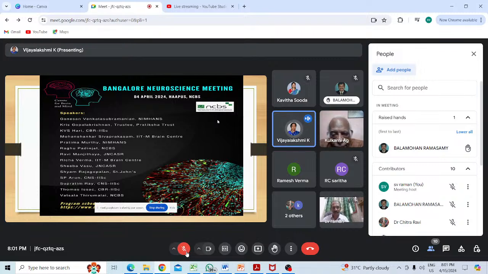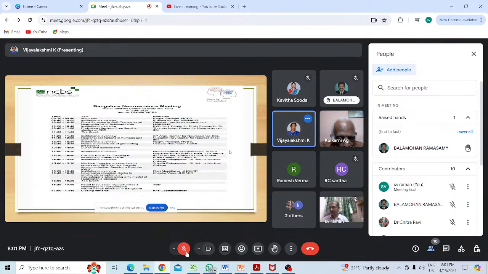There were many speakers, like Ganesh Venkata Subramaniam from NIMHANS, Chris Gopalakrishnan from Pratiksha Trust, KVS Hari from the Centre for Brain Research, IISc, Mohan Shankar and Shiva Prakasham from the IITM Brain Center, Pratima Murthy from NIMHANS, Raghu Pandit from NCBS, and Ravi, Richa Verma, and Shiba. There are many people working in neuroscience who presented their work there.